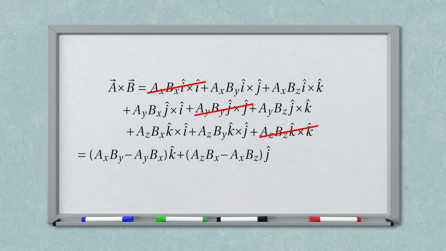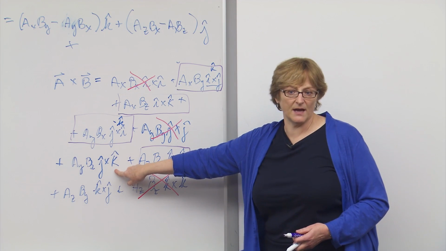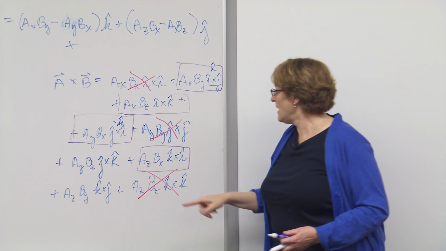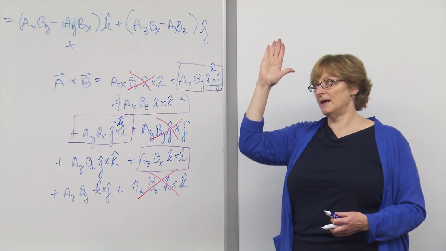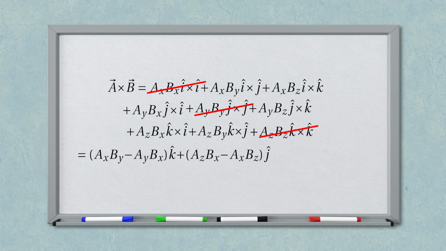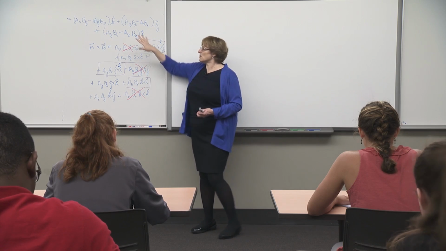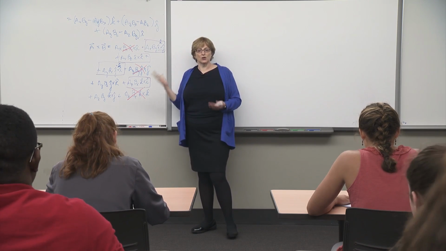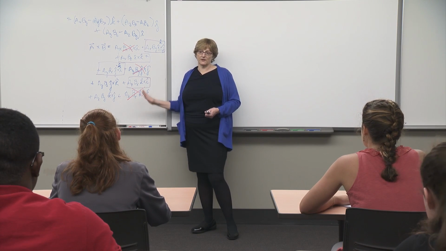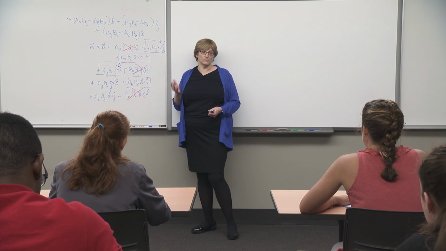Okay, and the last two terms are similar. J cross k is i. And k cross j is going to be minus i. So that term will be ay bz minus az by times i. So that's how you do the cross product. It looks very complicated. It is a little bit, it's certainly more complicated than the dot product, but it's straightforward, and it's good practice for your right-hand rule.